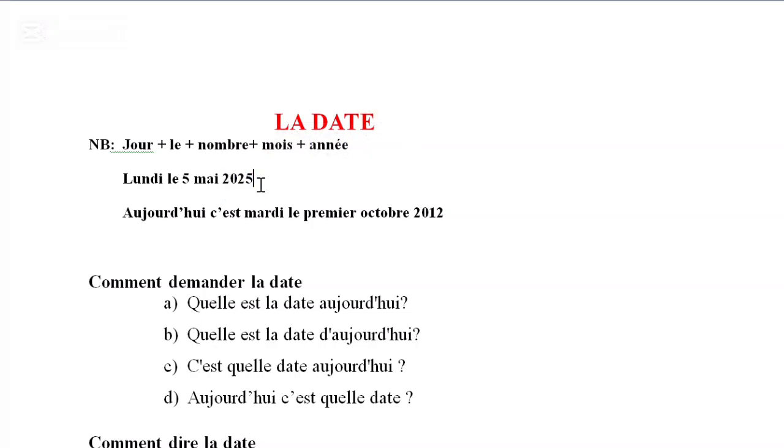And 2025 in words will be 2025. So this is how we write the date in French, and therefore you say lundi. If today is Monday, 5th May 2025, you're going to say lundi le 5 mai 2025. Or you can also include this word aujourd'hui, today. Aujourd'hui c'est, today is, aujourd'hui c'est mardi le 1er octobre 2012.